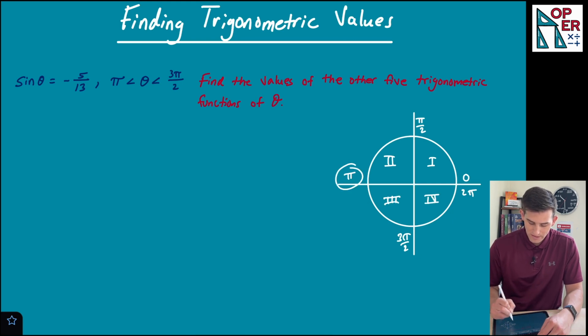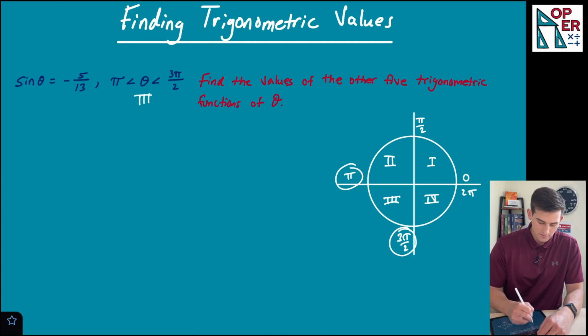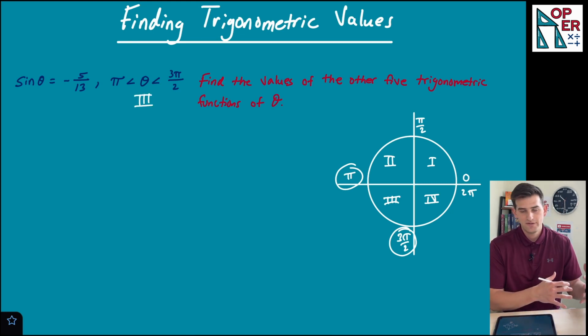Notice here we see pi and 3 pi over 2. So that's telling us that theta, our angle where we're finding all these other trig values, is in quadrant number 3. And that's important because it's going to help us know the signs of these values.